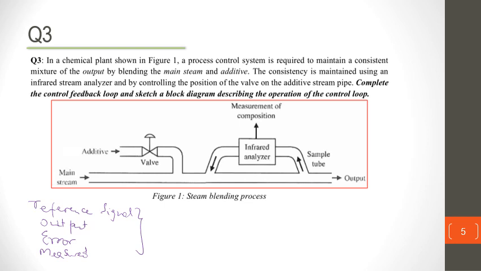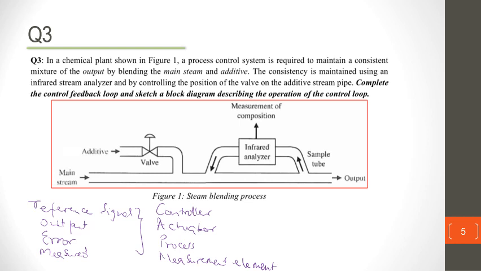The most important control elements would be the controller itself, and then the second one would be the actuator. The other would be the process, and then the measurement element. These would be your important items to analyze.